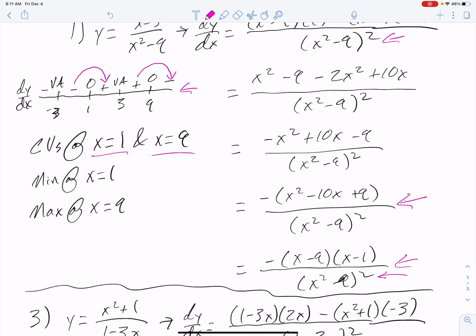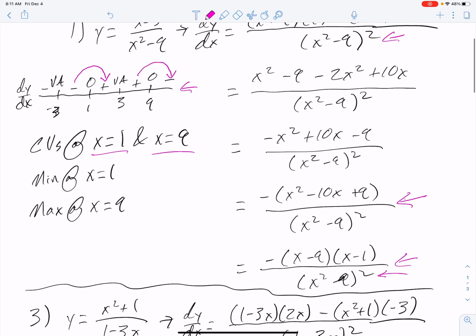Now, if I wanted to know what the min or maximum was, I would have to substitute into the original to figure that out.